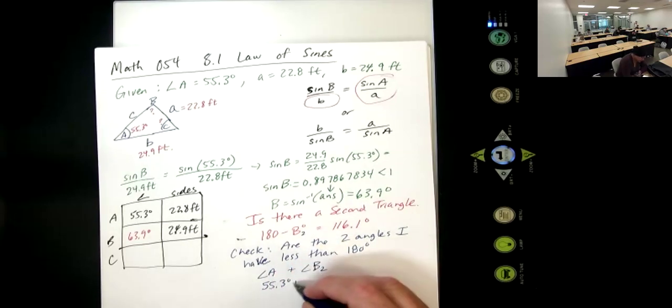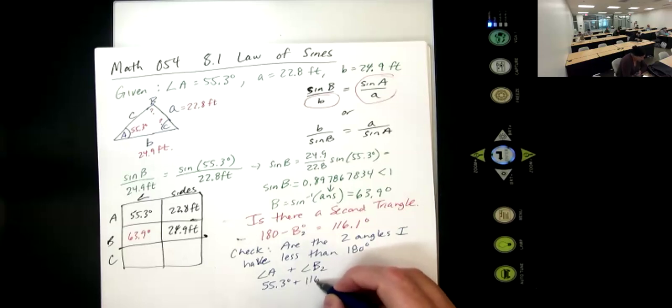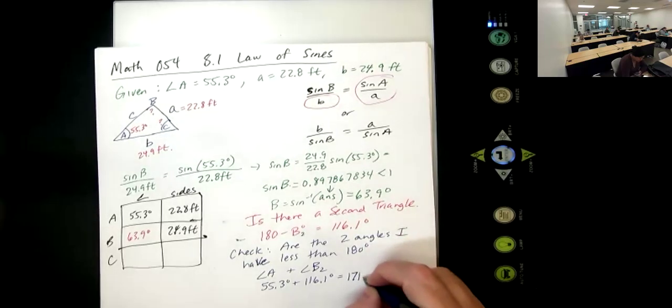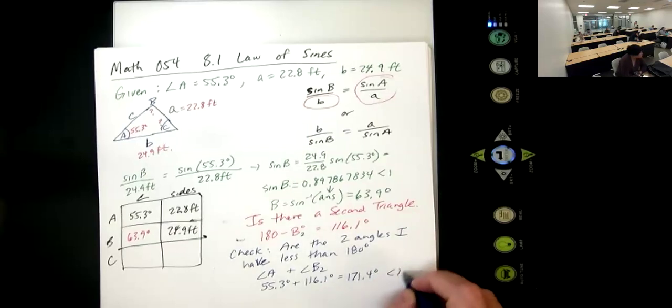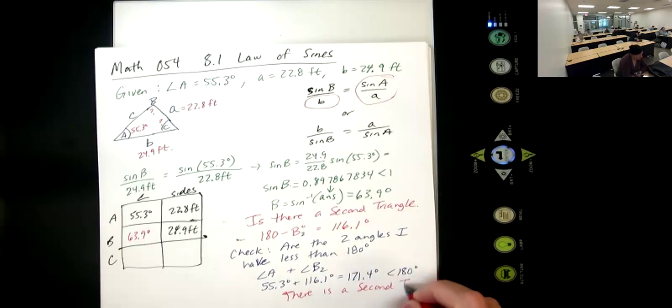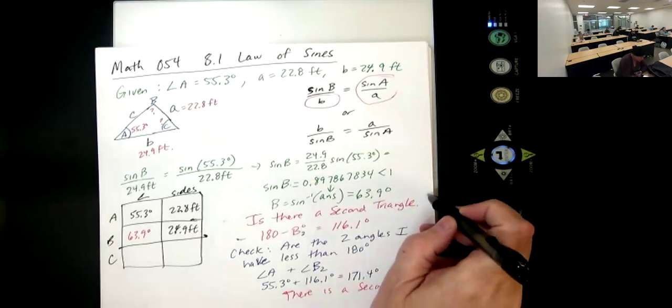55.3 degrees plus 116.1 degrees is 171.4 degrees. So that is less than 180. We do have a second triangle. There is a second triangle. So I'll put that in a box.